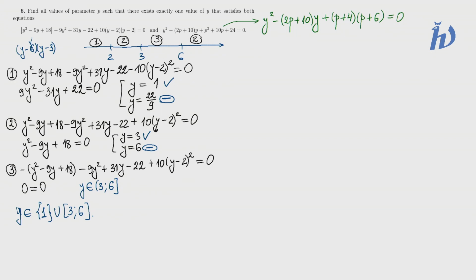But now we can see that the product of roots of this equation is equal to p plus 4 times p plus 6, and the sum of the roots is 2p plus 10. I think now it's become quite obvious that the roots of this equation, let us call them y1 and y2, are equal to p plus 4 and p plus 6.